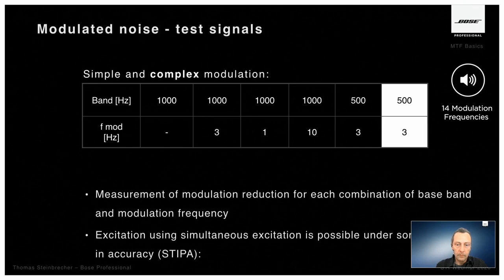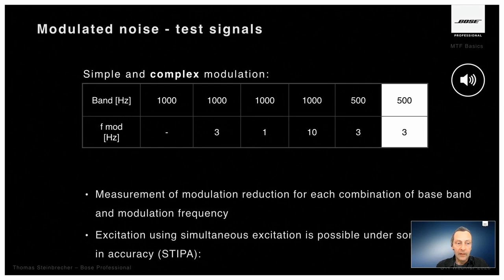So that was a couple of modulated noise signals at the same time. We will come back later to the signal, but in this case, you are exciting the channel with 14 different signals simultaneously. That means you can significantly cut down on your measurement time, and that is what the STIPA meters are essentially all about.